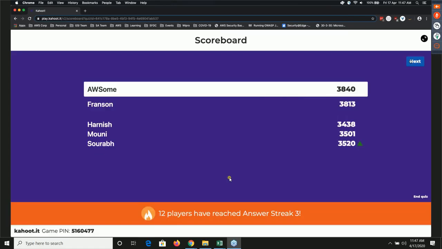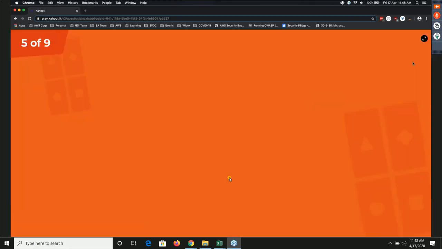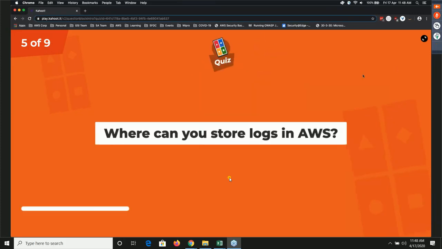So let's see how the leaderboard changed. Okay, still the same 5 people, but a little bit of a shake-up here. I think it's more about fastest finger first right now. Okay, on to the next one.